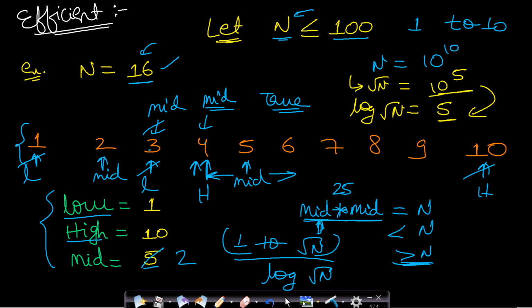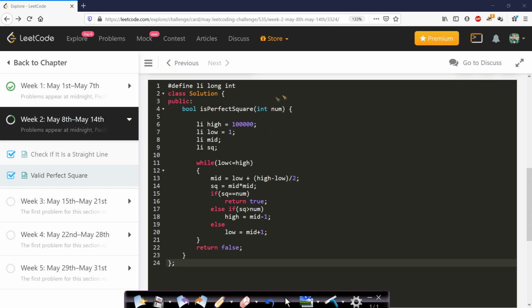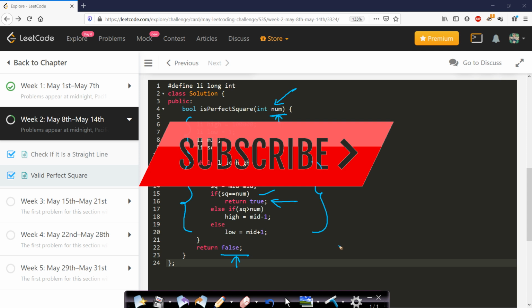Let us now look at the code to get a better understanding. This is the code where we are given the num, which we need to verify whether it is a perfect square or not. I have taken high, low, mid and square, and applied the binary search method as I already explained. If at any point you find that square is equal to num, then your number is a perfect square. Otherwise, if by applying binary search on the entire range you did not find any number which is the square root of num, then after coming out you will simply return false, saying that this number num is not a perfect square. So this is a very simple approach.